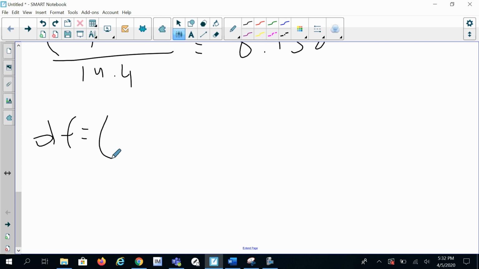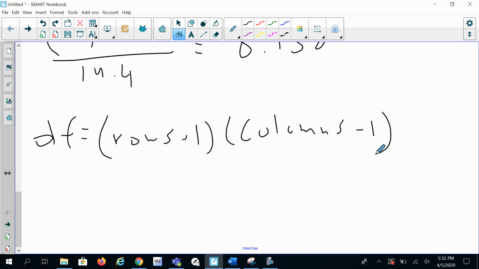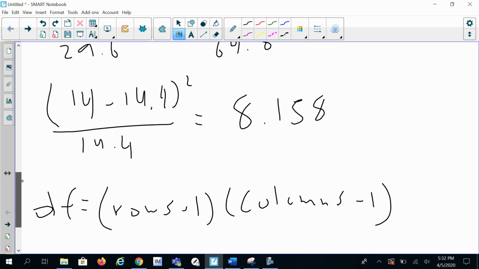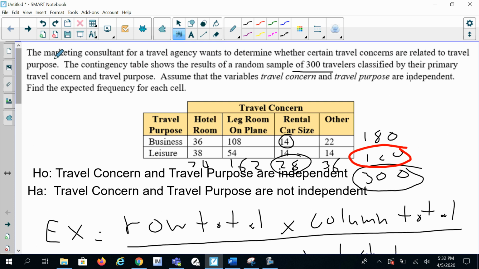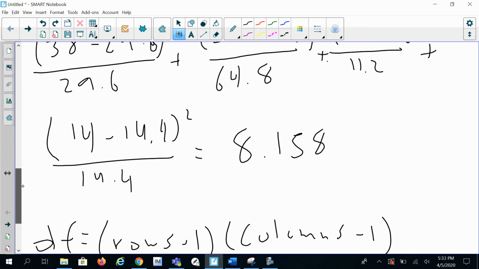So to find the DF, you take the rows minus 1 times the columns minus 1. So you count the number of rows, take away 1, count the number of columns, take away 1, and multiply those two. It doesn't matter if you switch the columns and the rows. Multiplication is commutative. So if I count my number of rows, I have 1, 2 rows, business, leisure. If I count the columns, I have 1, 2, 3, 4 columns. So we have a 2 by 4.